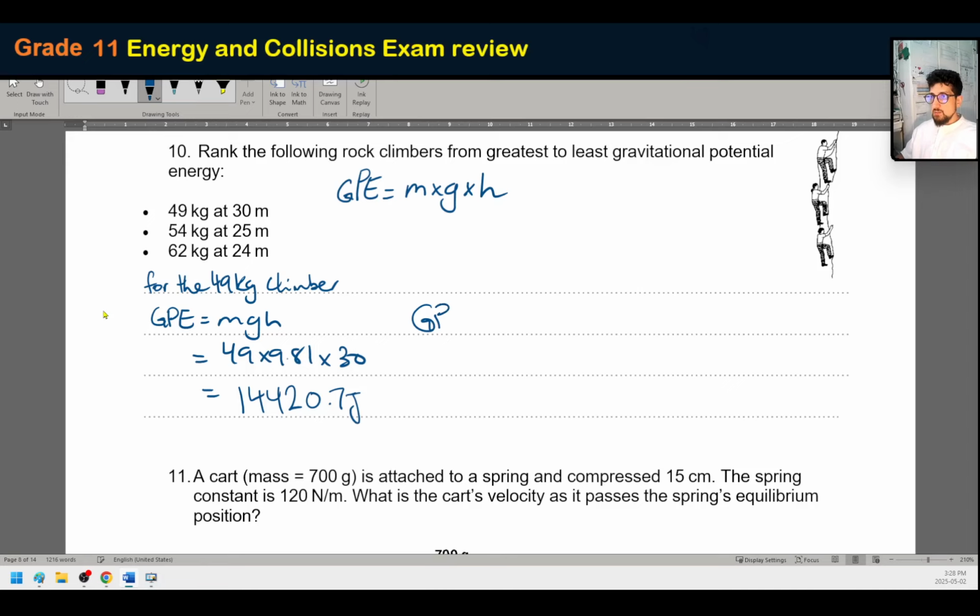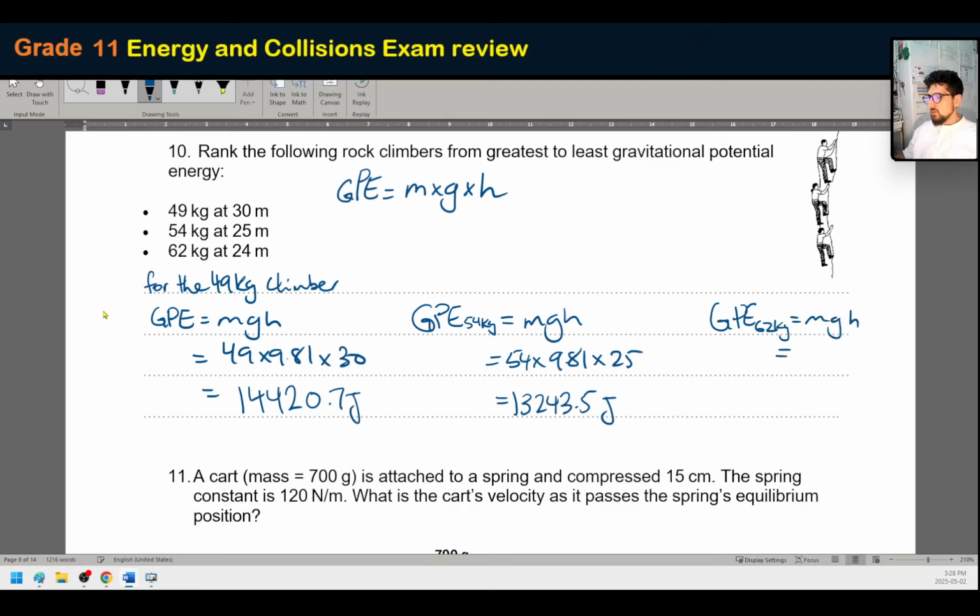Now I'm not going to write that whole sentence again. For this one I'm going to go GPE and 54 kg, which immediately tells me it's the 54 kg climber. It's 54 multiplied by 9.81 multiplied by 25, which equals 13,243.5 joules. And finally, GPE for the 62 kilogram climber. Once again, we multiply the mass by the acceleration due to gravity, multiplied by the height. So it's 62 multiplied by 9.81 times 24, and that is 14,597.28.